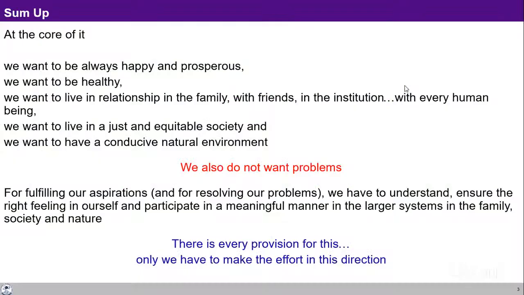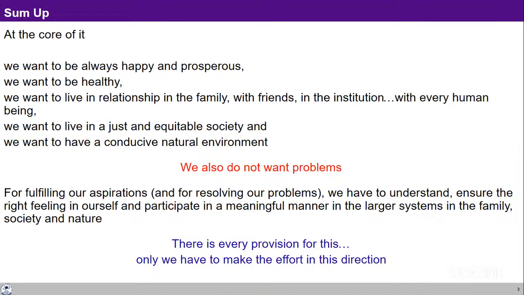So till now, we were discussing our basic aspiration and the program for fulfilling the basic aspiration. We all want to be happy and prosperous. That's the basic aspiration of all of us. So at the core of it, we want to be happy and prosperous continuously.